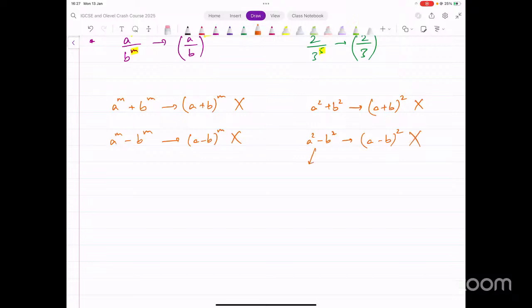A square minus b squared, in fact, is a plus b multiplied by a minus b. And a minus b whole squared is actually a square minus 2ab plus b squared, right? So these are two different things. These rules only work with multiplication and division, not addition or subtraction.